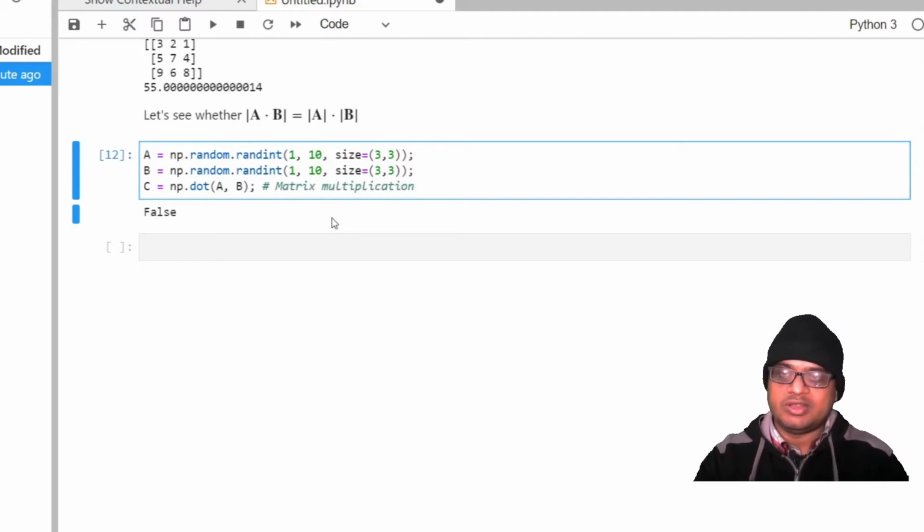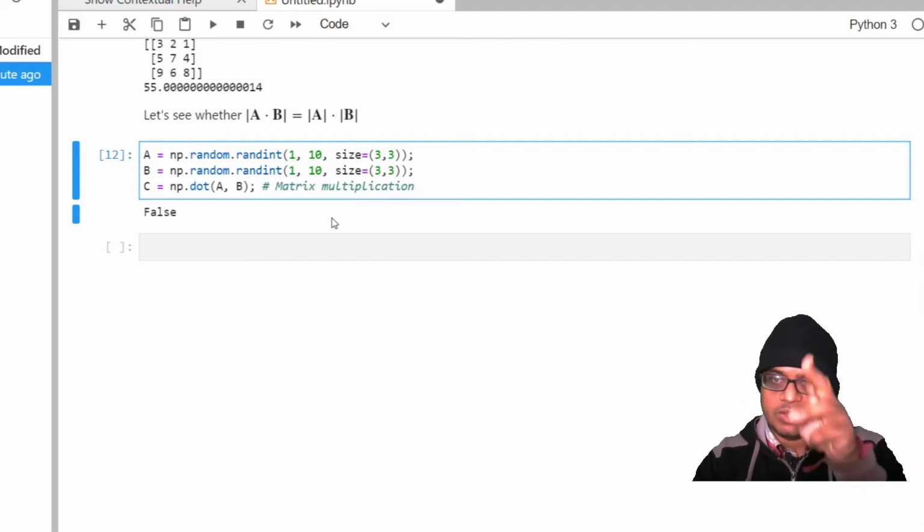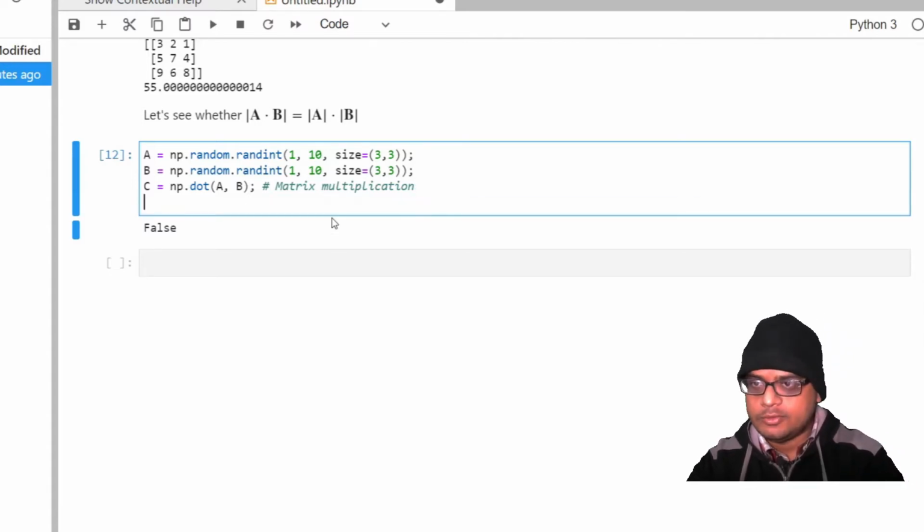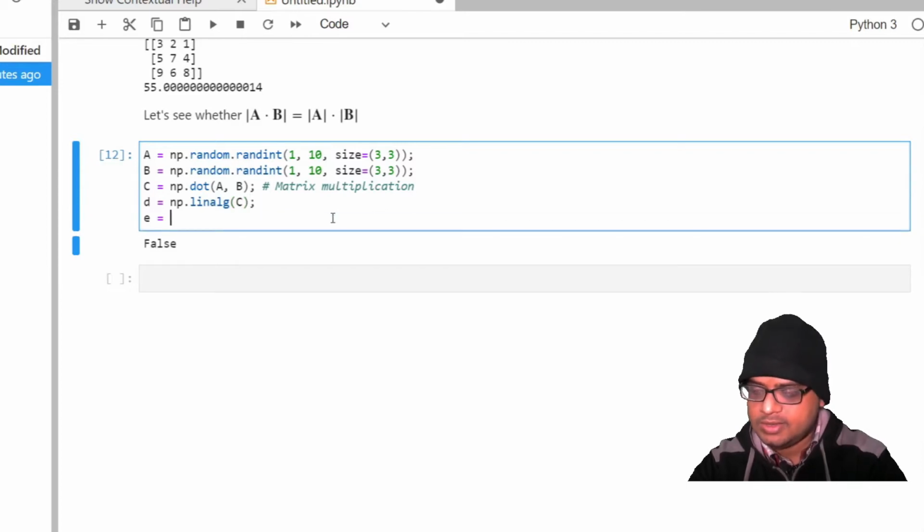So the way to do matrix multiplication is the row of A multiplies the first column of B and so on. It is the proper matrix multiplication. It is not an element-wise operation. It is what we have learned in school. Alright, so let me call D as the determinant of C, and let me call E as the determinant of A times the determinant of B.